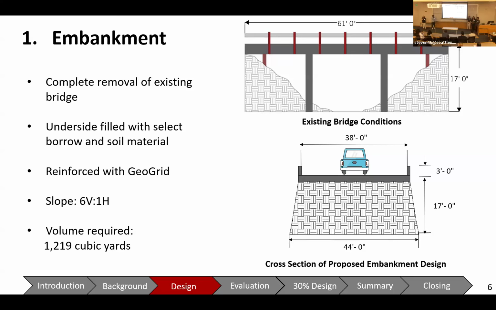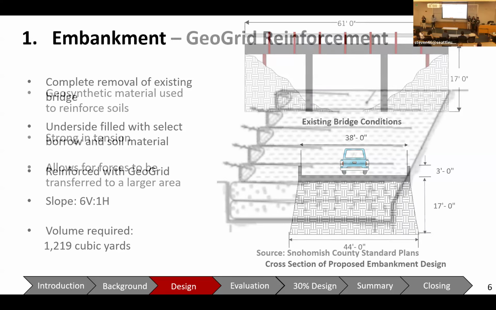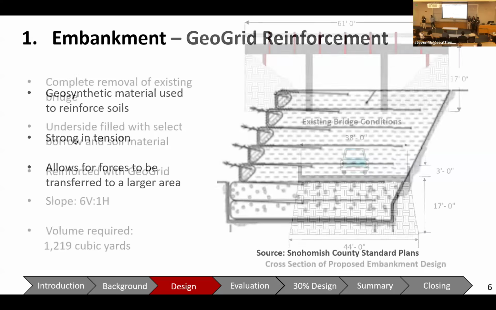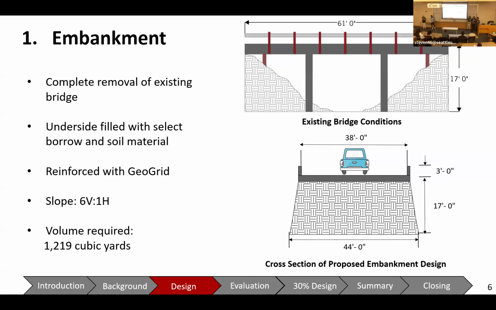Layers will be laid from bottom to top and compacted to 95% maximum dry density in order to ensure there are no ruts or low places that could potentially hold water. For extra reinforcement, we will be using GeoGrid, which is a geosynthetic material that allows for extra tensile strength for soils. Lastly, the side slopes of the embankment will be 6-to-1, which may seem quite steep, but this is due to the fact that there are property owners on either side of the bridge and existing road, and we want to have a minimally invasive design.